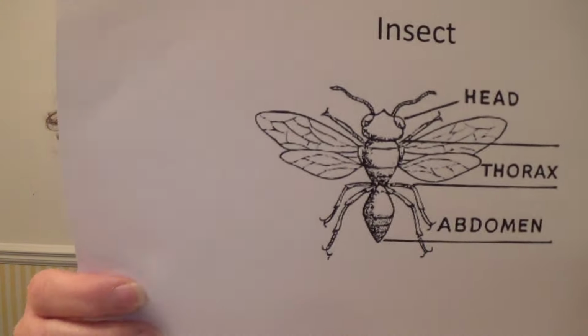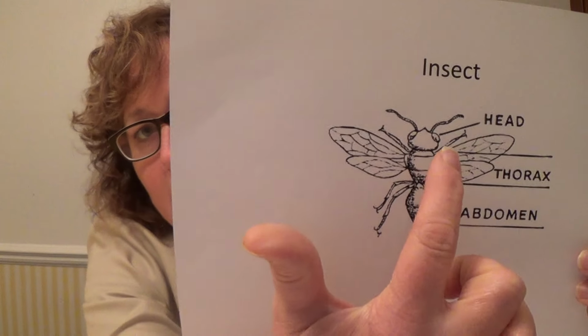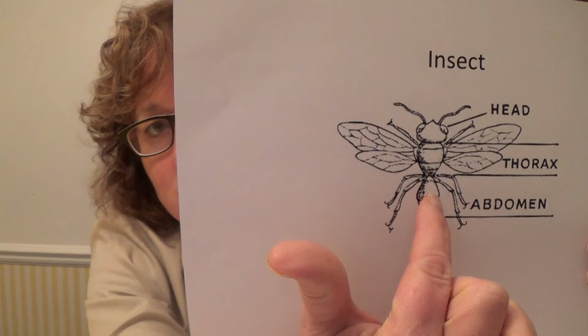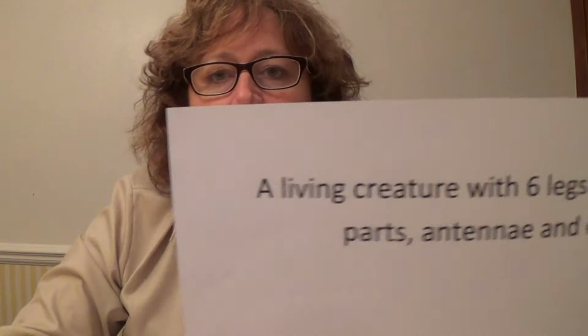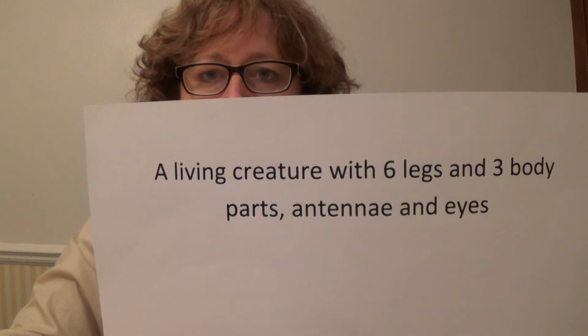So let's take a look. Here's a picture of the insect. You can see the head, the thorax, and the abdomen. It has 6 legs. They're all connected at the thorax. That's how we remember what an insect is. Living creature, 6 legs, 3 body parts, antennae, and eyes.